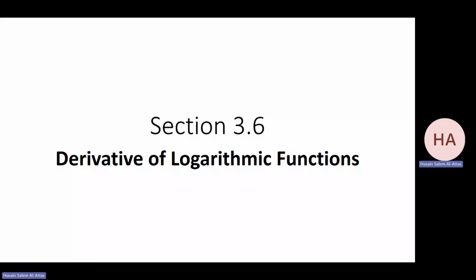Bismillah ar-Rahman ar-Rahim. Shall we start section 3.6, which is the derivative of logarithmic functions. No, this is wrong. There's the inverse functions.